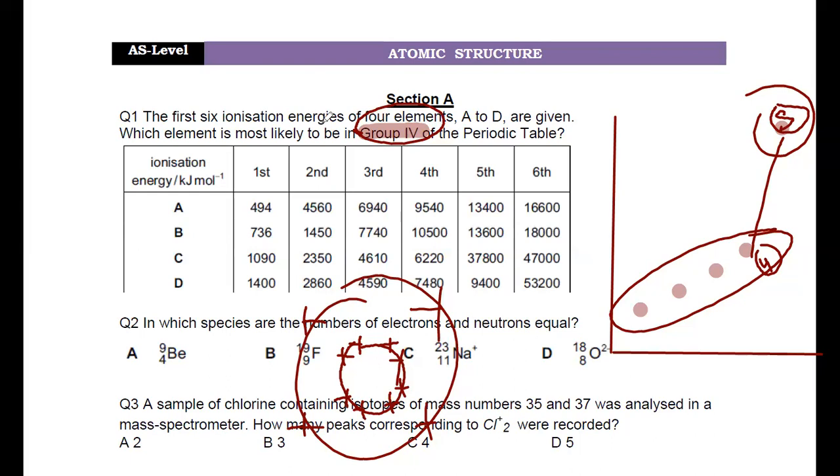Let's see. C, you are absolutely correct. In C, between the 4th and 5th, it suddenly goes from 6,000 to 37,000. This is the outermost shell, up to the 4th electron. After that, the energy shoots up, meaning that from the 5th electron we are in shell number 2. So in option C, the outermost shell has 4 electrons, so it's in group number 4.